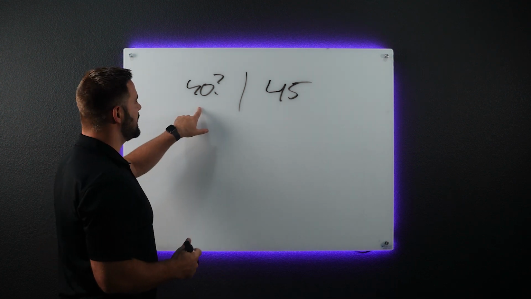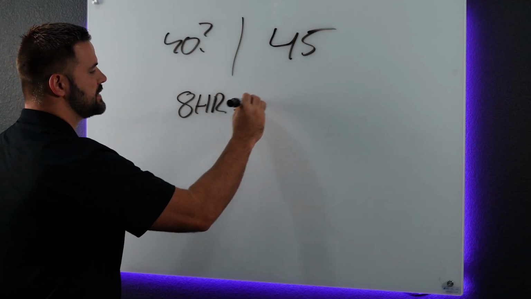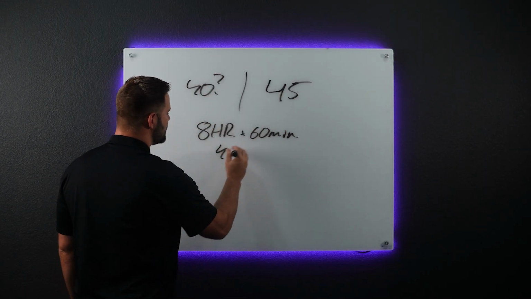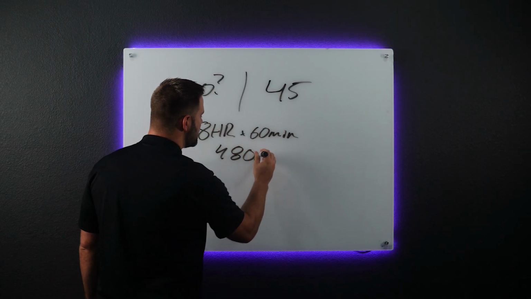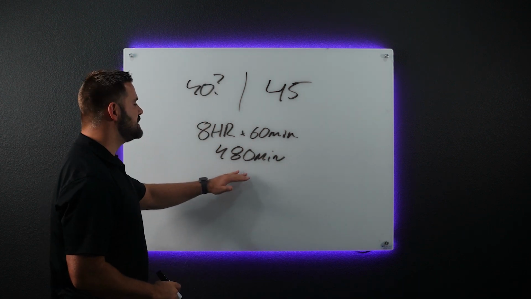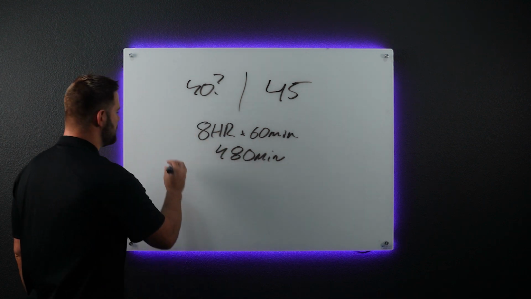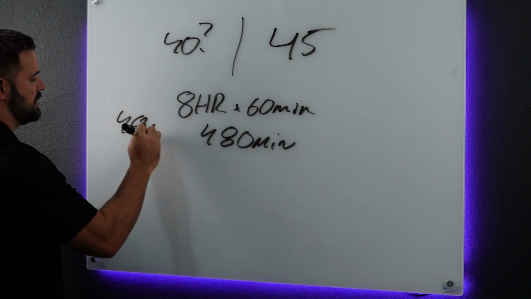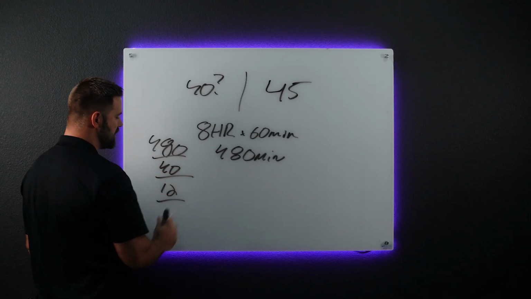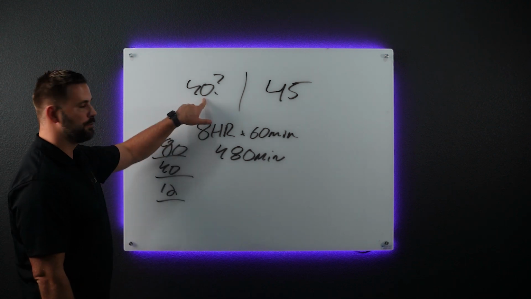So when we're looking at this, if you take 8 hours per day and you times it by 60 minutes, that is going to give us a total of 480 minutes. Okay, so we have 480 minutes of productivity time that we can actually see our patients. Now, if you take 480 and divide it by 40, that is going to equal 12, okay? So we are able to see 12 appointments per day at 40-minute scheduling.